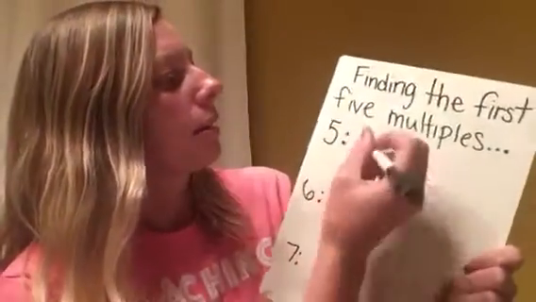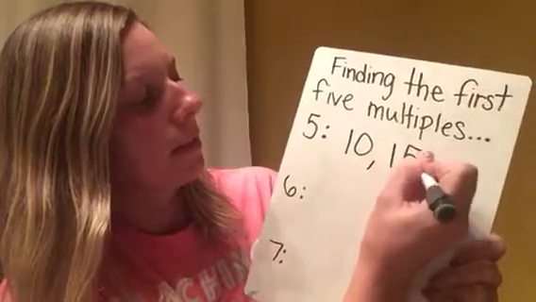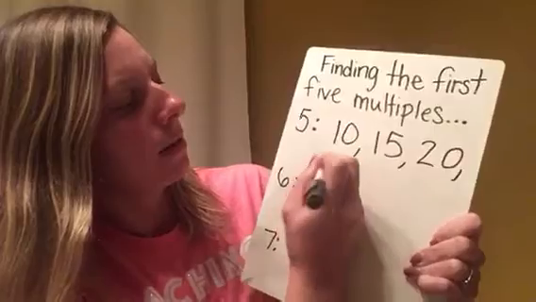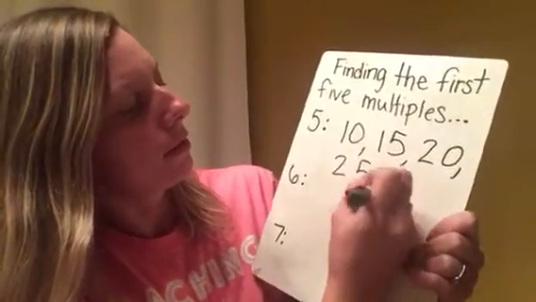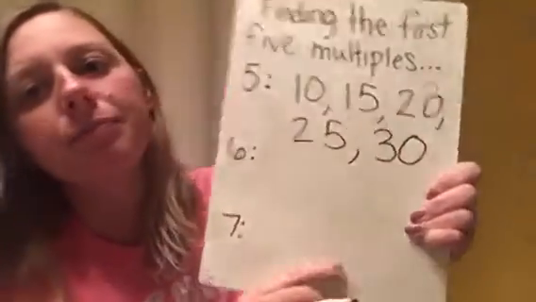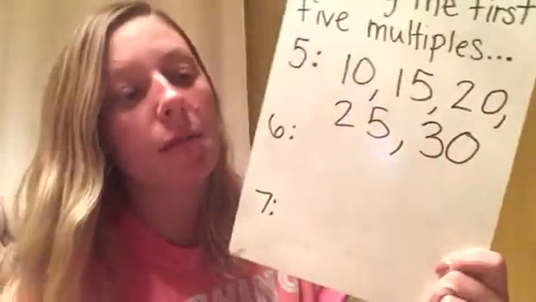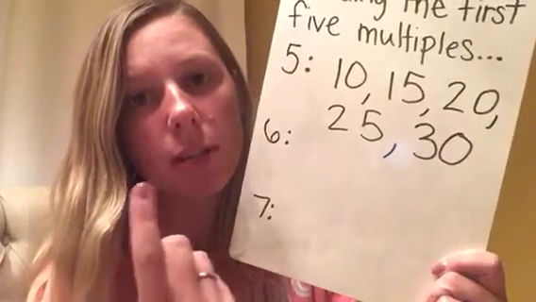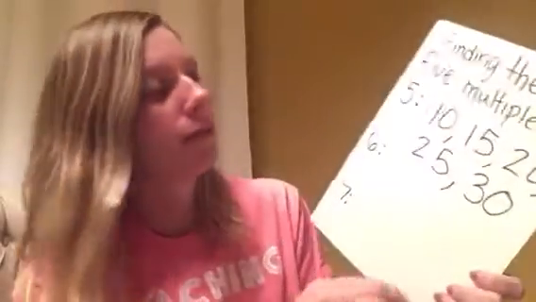That would be 10, 15, 20, 25, 30. Okay? 5 is pretty easy because you can just count by 5s 5 times and you'll have your first 5 multiples. So 10, 15, 20, 25, 30. Those are all multiples of 5.